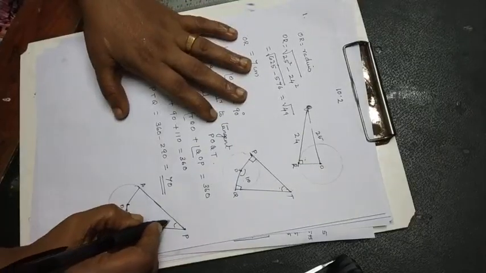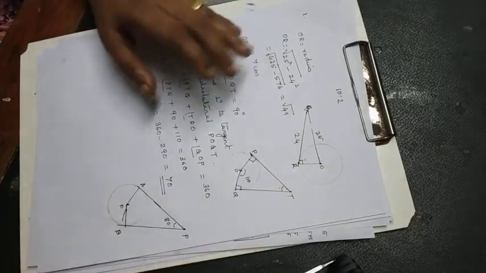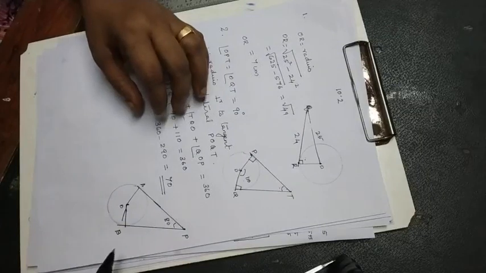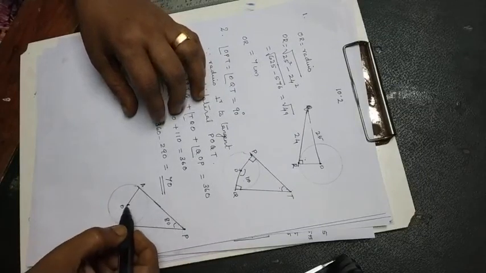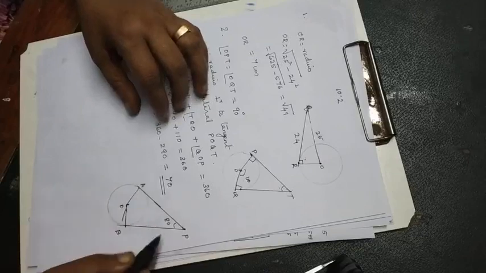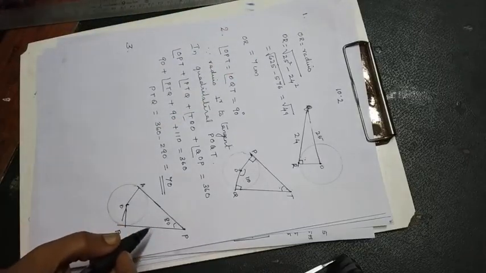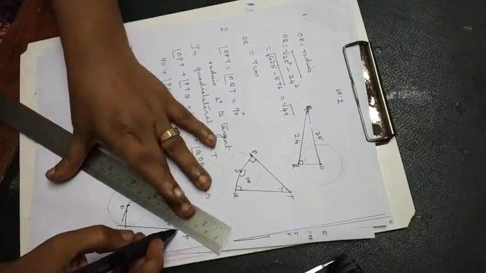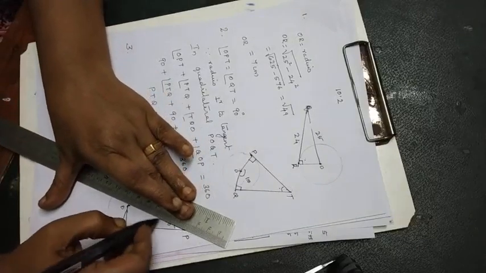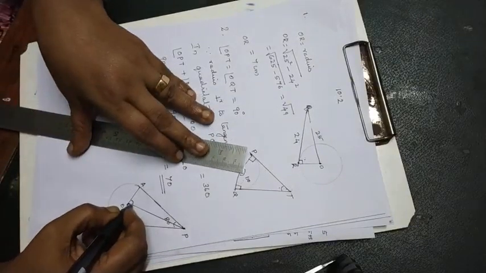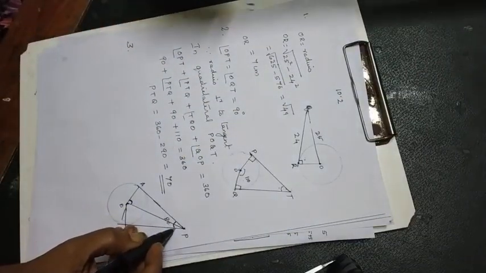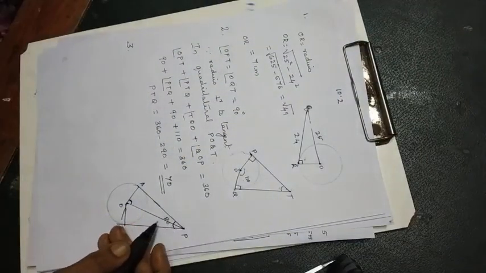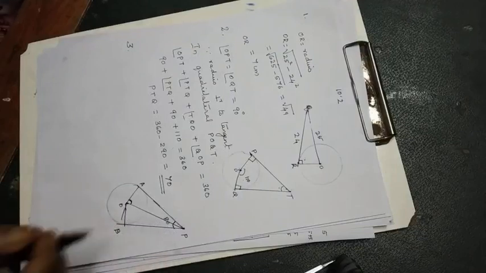So this one is 80 degree. Now you are asked to find out POA, that is this angle. Total this angle will be 80 degree. Now look at this one.